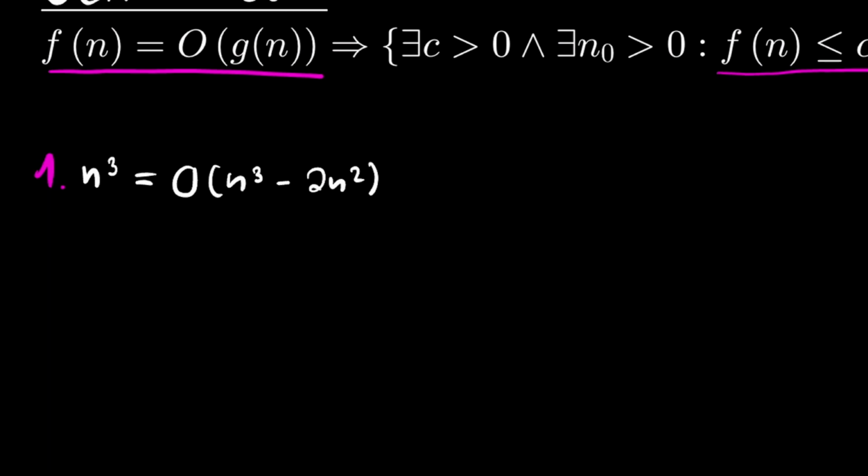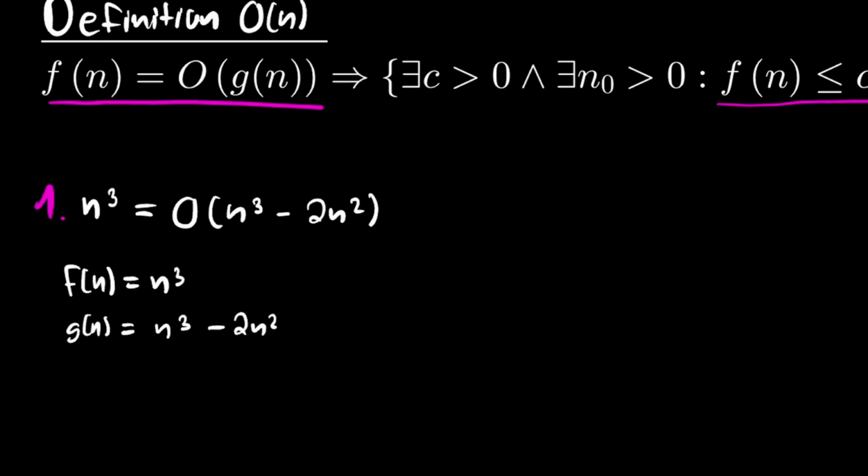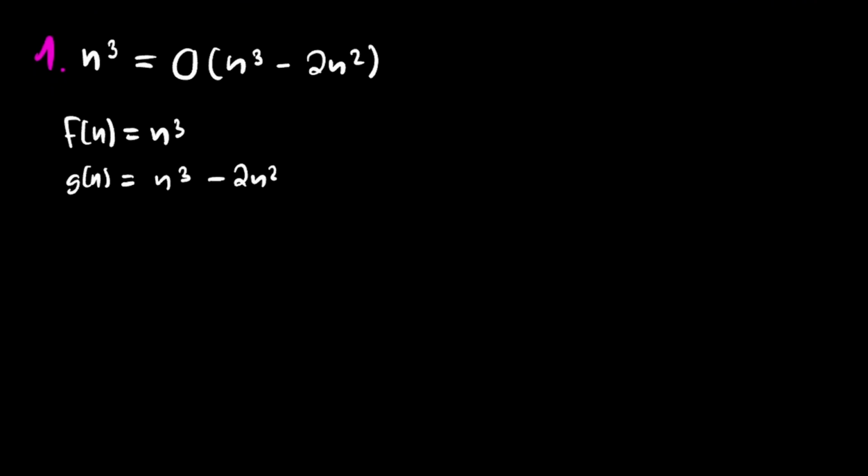In this case, we can see that this has the same structure as this, meaning that f of n is going to be equal to n cubed. So I'm going to write f of n is equal to n cubed, and simply g of n is equal to n cubed minus 2n squared. Now, let's do the following.